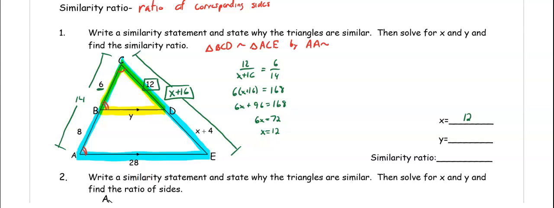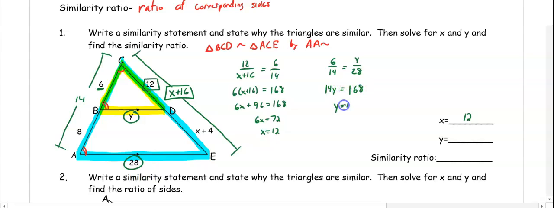Once we know x is 12, we can solve for y. So again, we can use 6 over 14. We're going to set it equal to y from the first triangle and 28 from the second triangle. So y over 28. So when we cross multiply, 14y equals 168. When we divide by 14, y is also 12.